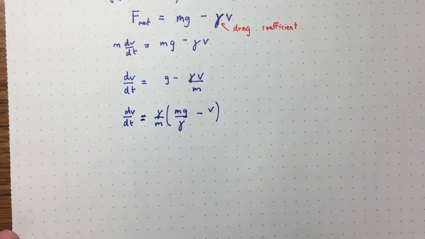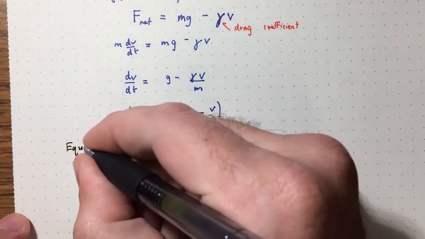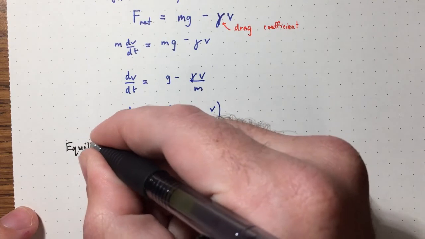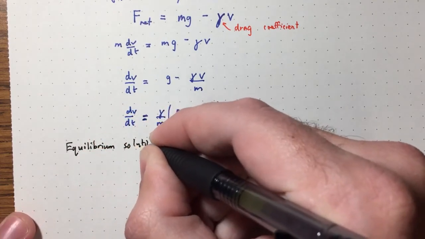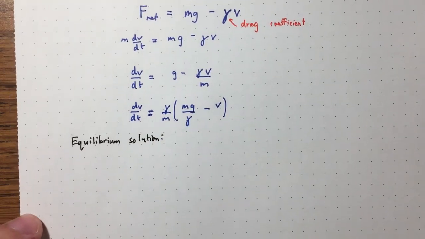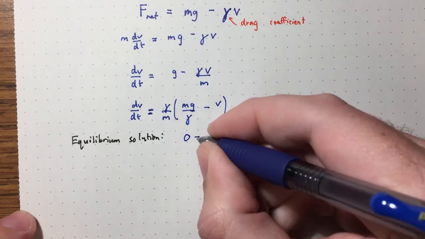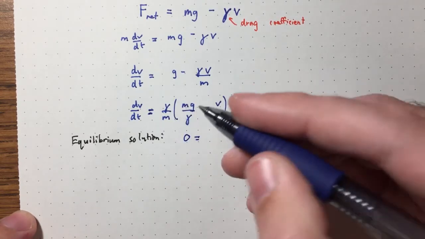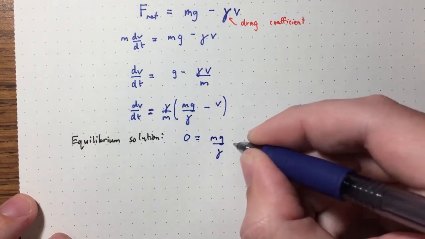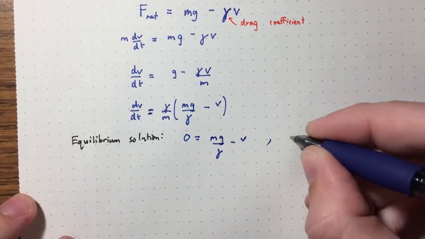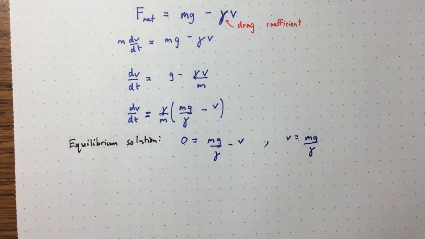Okay, so first of all, what is the equilibrium solution? Or solutions, maybe there are multiple ones. Well, again, we set dv/dt equal to 0. So 0 is going to equal, this is just a constant, we can just divide by that. And so we just get 0 equals mg over gamma minus v. So v has to be mg over gamma.